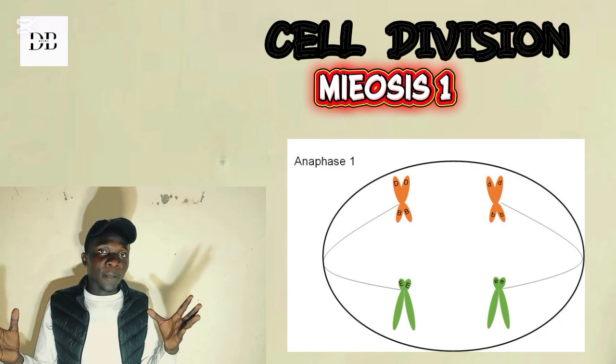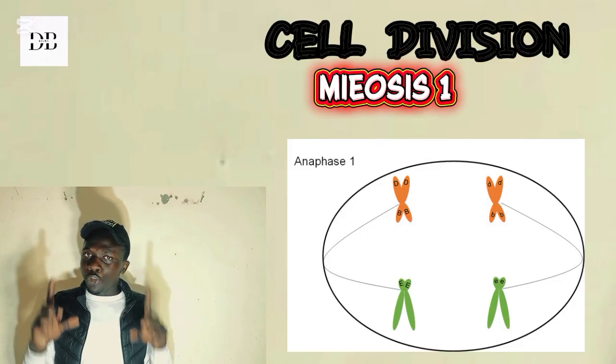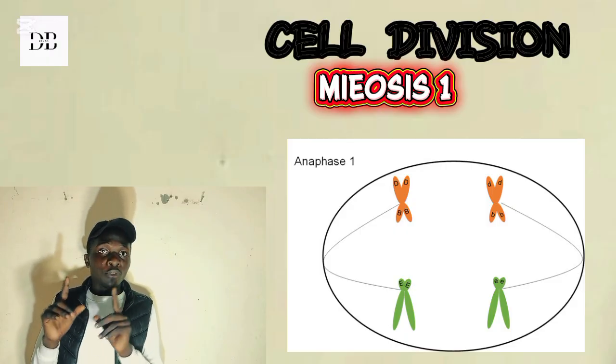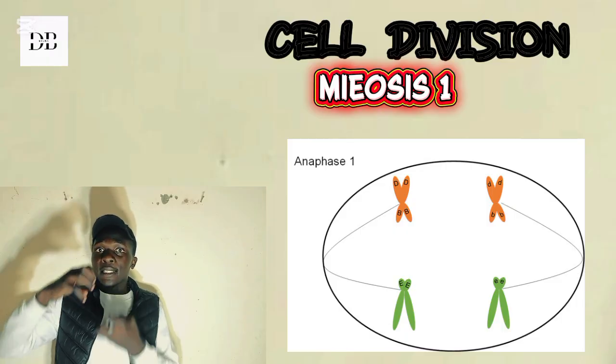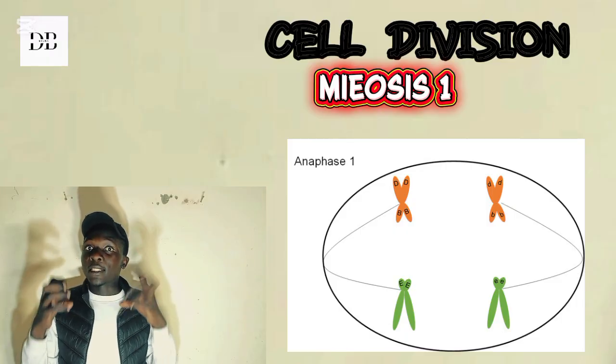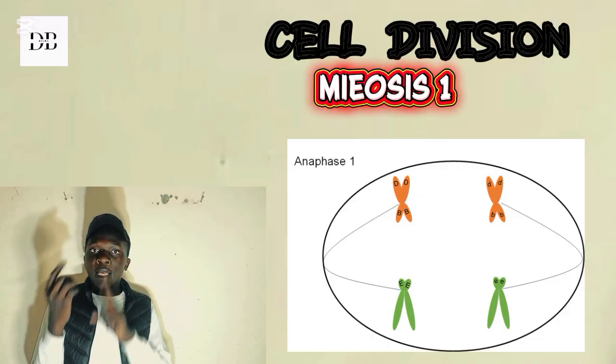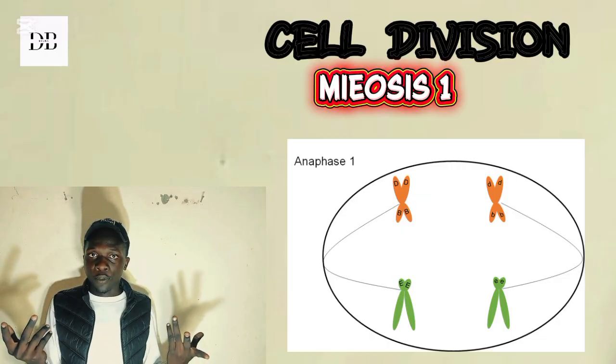by the spindle fibers. Please note that during the meiosis I stage, the chromosome number does not reduce because what separates are the chromosomes and not the chromatids themselves. A chromatid is one part of that chromosome, and two of them make up a chromosome.